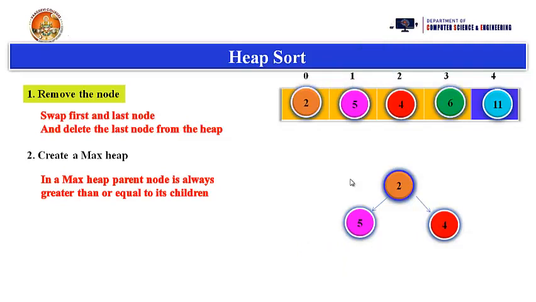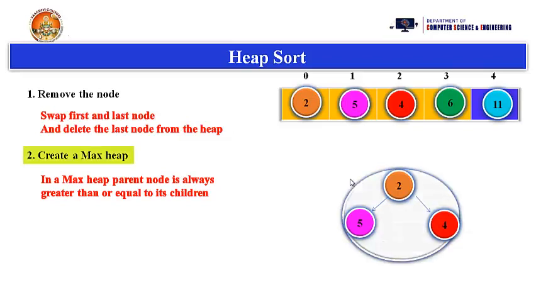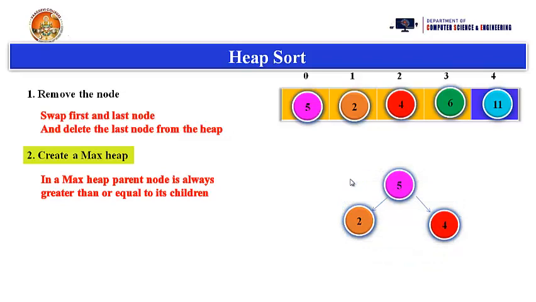Now after the first step, we need to check whether the tree is in max heap condition or not. Among these three elements, 5 is the maximum one, so we need to swap these two elements. Now 5 becomes the root node or the parent node, 2 is the child node. We need to swap the elements in the array also. Swap those two elements. Now it is in the correct max heap tree format. So this is the second pass.